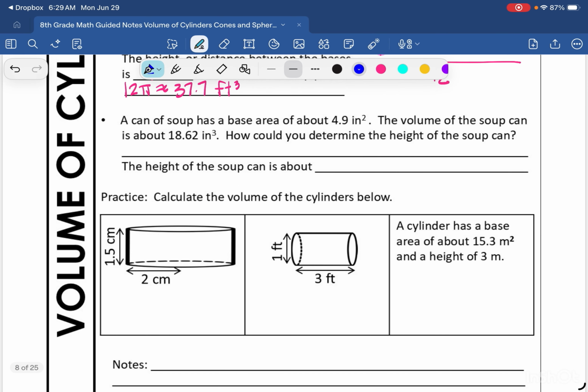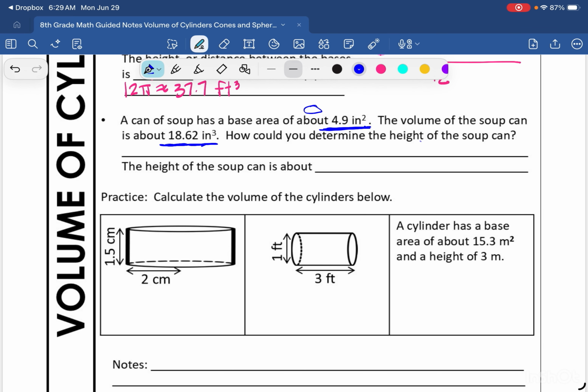A can of soup has a base area of about 4.9 inches squared. So the soup base is going to be a circle. It's telling me the area, so I don't need to figure that out. The volume of the soup can is about 18.62 inches cubed.